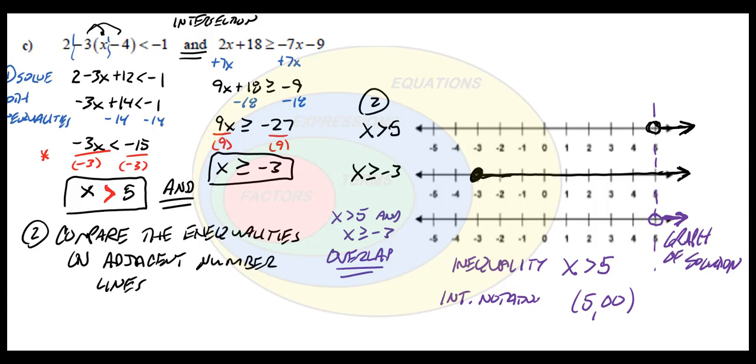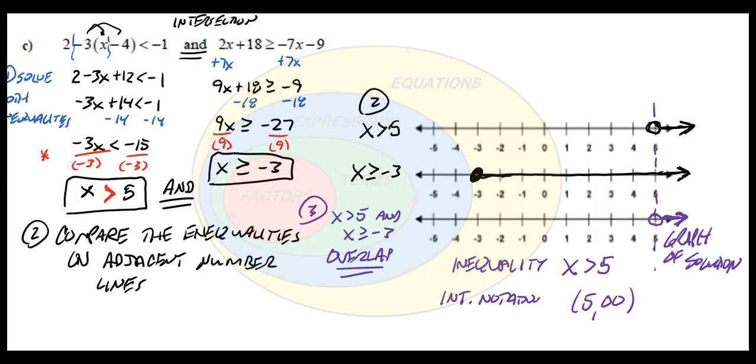So again, if we have inequalities, we want to solve the inequalities first. So get x is greater than 5 and x greater than or equal to -3, and then compare the inequalities on adjacent number lines so we can see the overlap. So step 3 is actually finding the overlap because this is an intersection that I'm looking for. And they only overlap for numbers greater than 5.